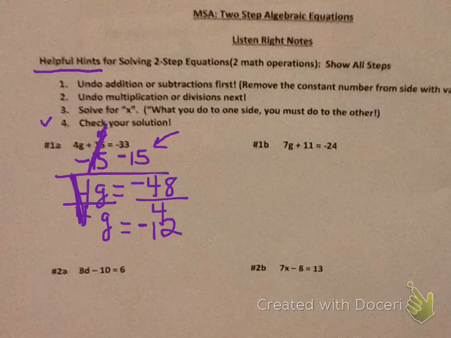Now I want to do the check, and I don't have a lot of room, but I think I can fit it in. So we want to replace g with negative 12.